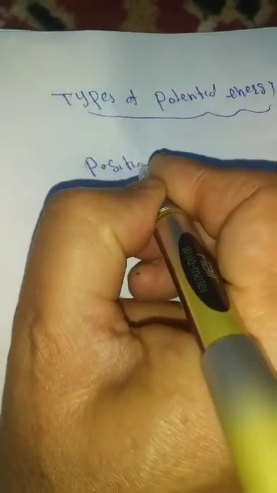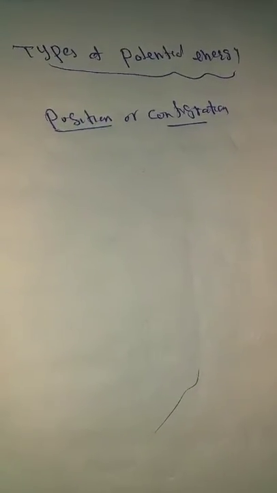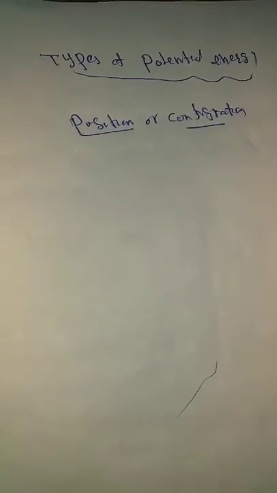If you remember the previous position or configuration, that means when we change the position of a body or the configuration of a body, energy is stored in the body by changing the position or configuration. That energy in the body is called potential energy. Today we will discuss only one type, that is called gravitational potential energy.